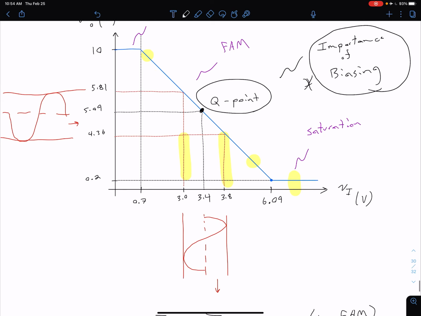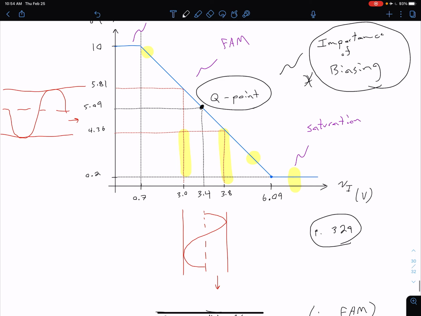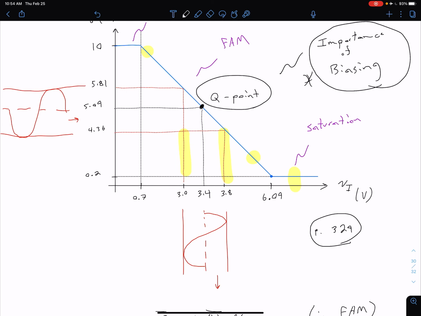And so just as a final note here, if you want to see a figure of what a clipped waveform looks like, you can look on page 329 in the textbook, and it shows this same example, but it has some different configurations for our Q point being too close to saturation, I believe is what it shows.